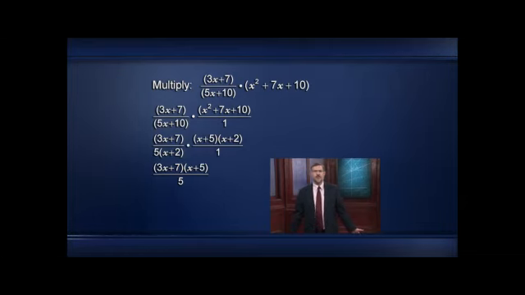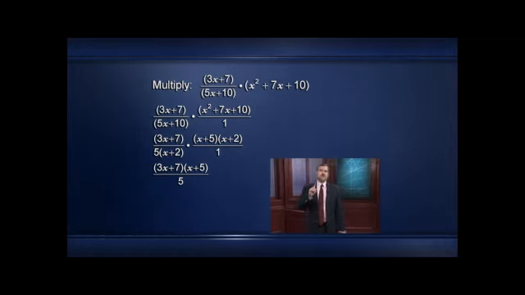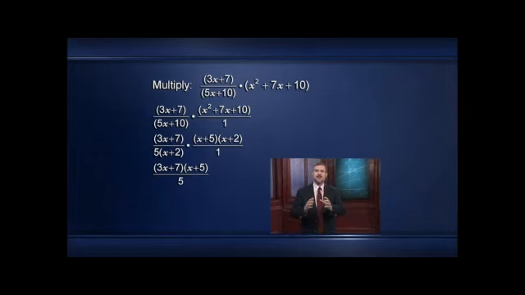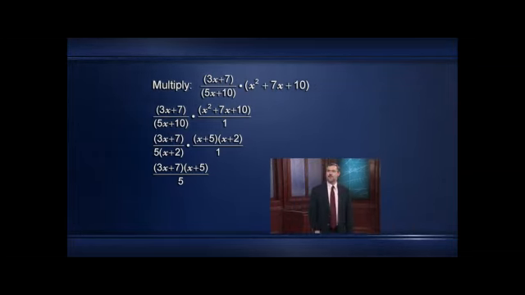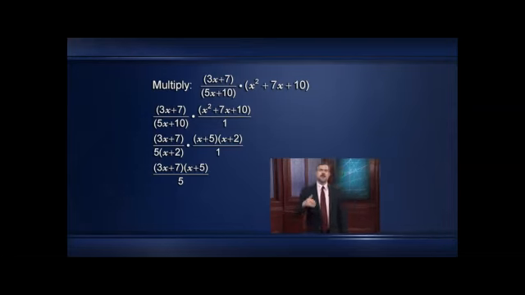And again, it probably doesn't even feel like we did any multiplication. The final answer is just 3x plus 7 times the x plus 5 divided by the 5. Now remember something, those 5's can't be canceled. I know it's such a temptation to cancel those 5's, but they can't be canceled because the 5 in the numerator is being added to that x. It's not being multiplied by anything.